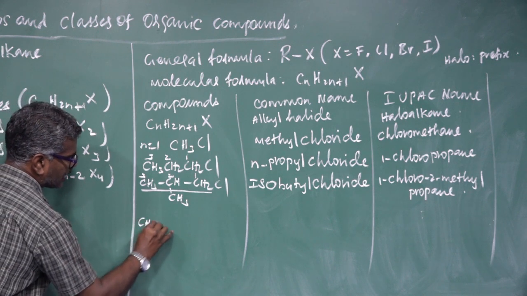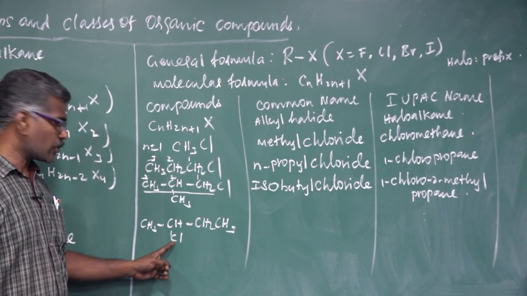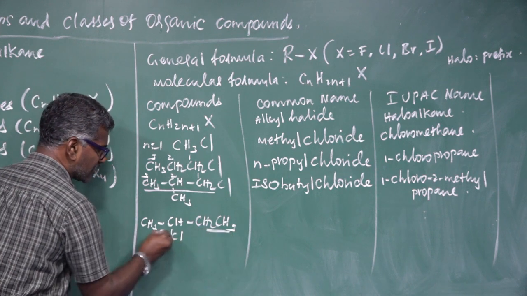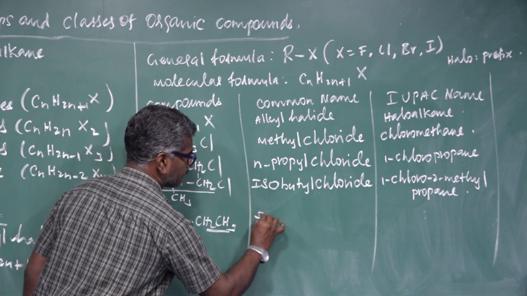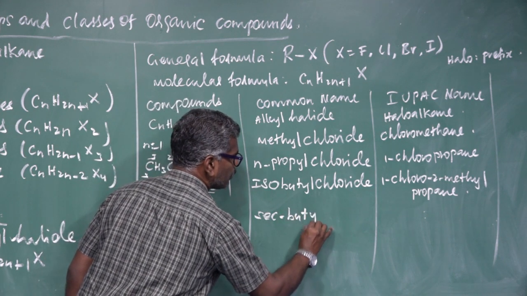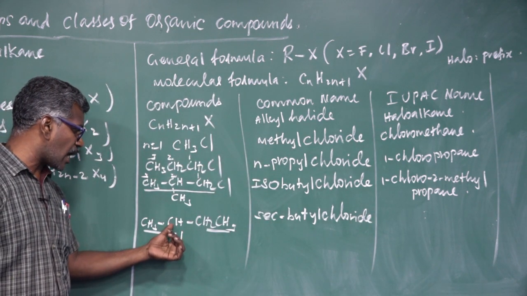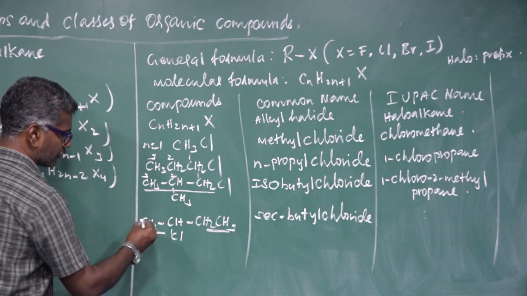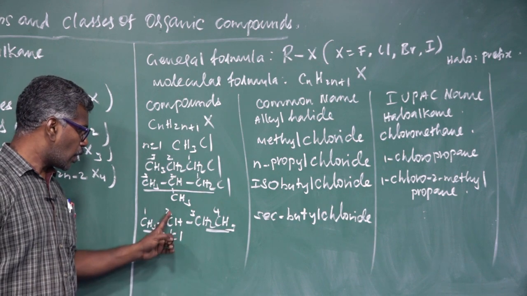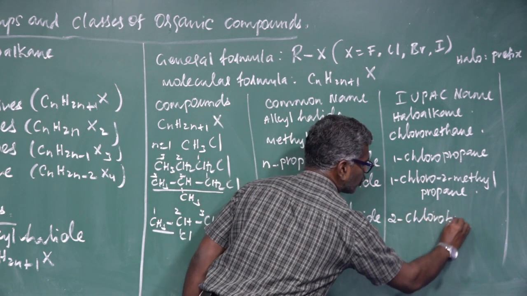Another compound: CH3CHClCH2CH3. The functional group as a substituent is attached to a carbon carrying 1 hydrogen and 2 alkyl groups. If the 2 alkyl groups are same or different, it is secondary. Total carbon atoms 1, 2, 3, 4, 4 carbons. Secondary butyl chloride. What about the IUPAC name? How to give the number? The functional group is attached to the carbon, so give the least number: 1, 2, 3, 4. In the second position there is the functional group, so 2-chloro, total carbons 4, 2-chlorobutane.